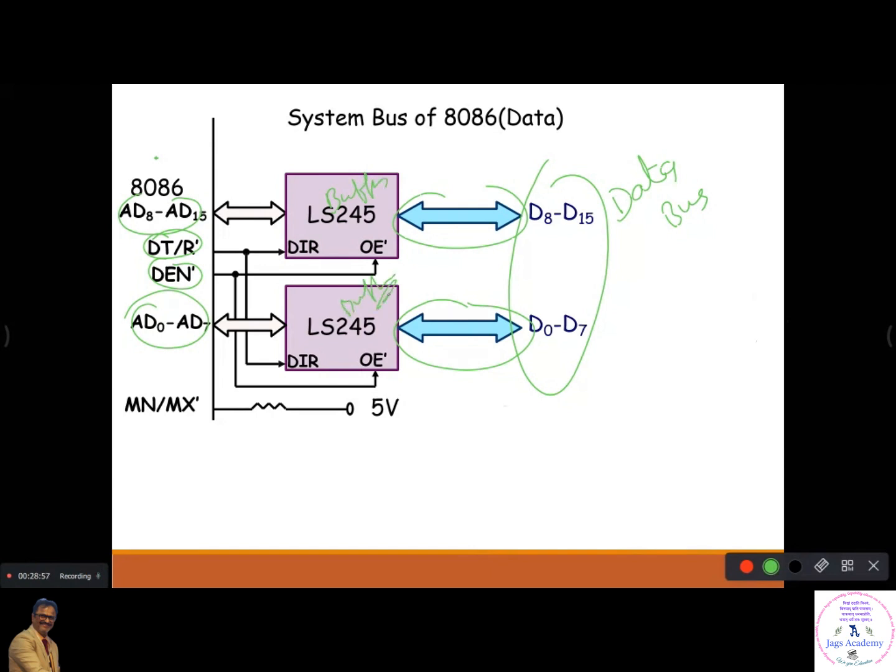So hence you use a latch and a buffer to separate your address bus and the data bus, because your address data bus is multiplexed when it comes to the microprocessor side. Okay, so now you understood.